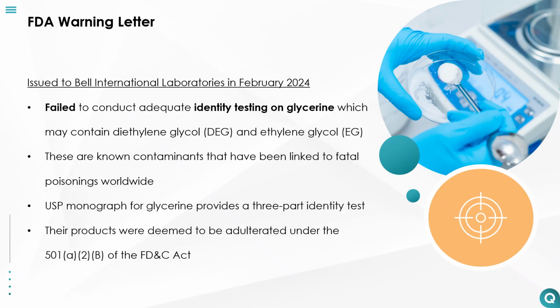The FDA found that Bell International Laboratories failed to conduct a required three-part identity test for glycerin as mandated by the USP monograph. This oversight jeopardized product safety, leading the FDA to classify the product as adulterated. This failure highlights the critical need for strict identity testing to prevent health risks and avoid costly recalls, regulatory penalties, and damage to the company's reputation.